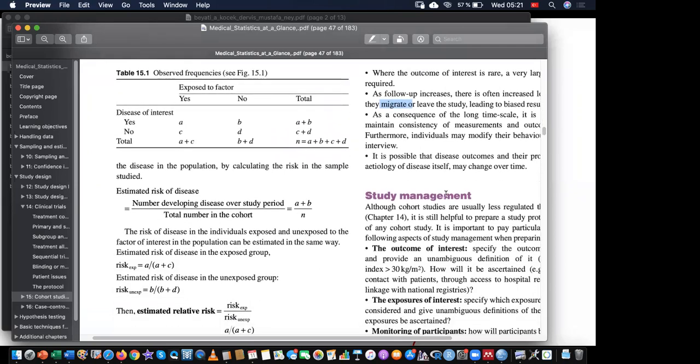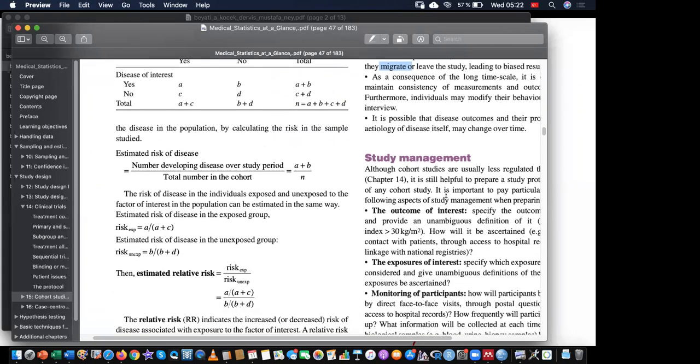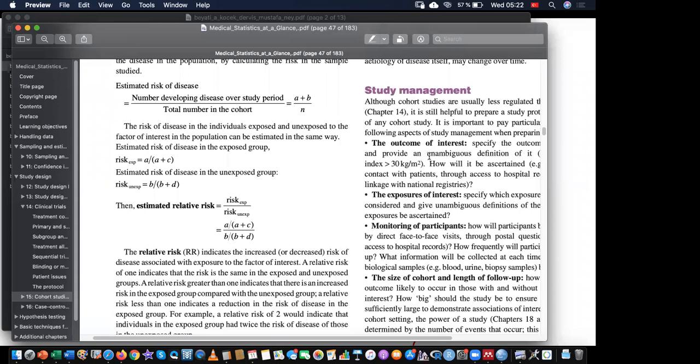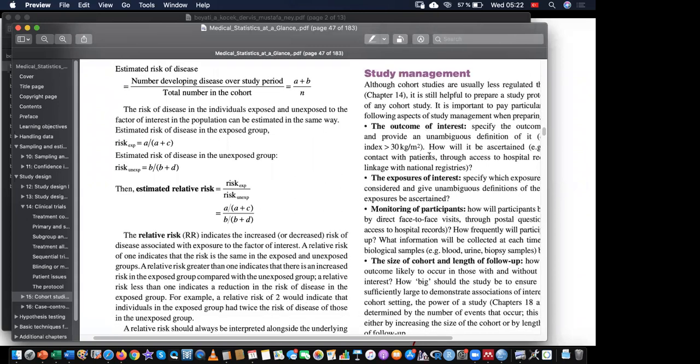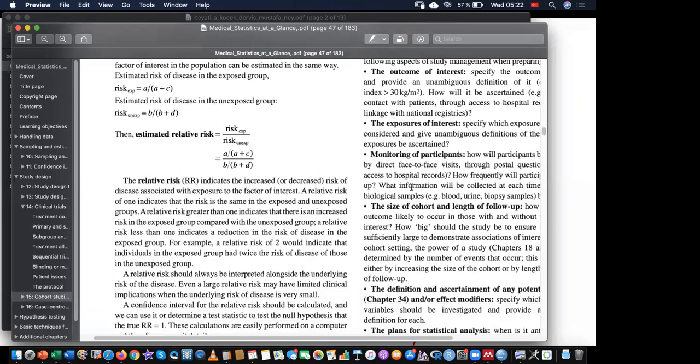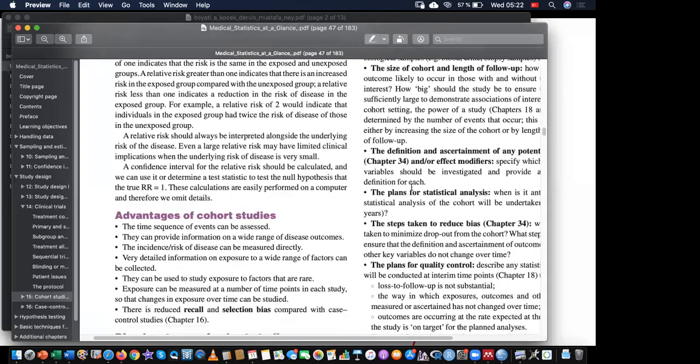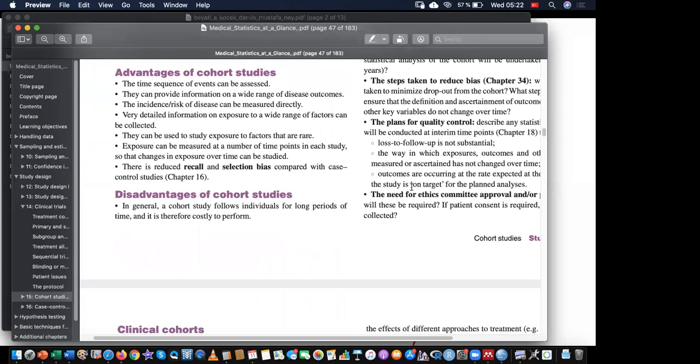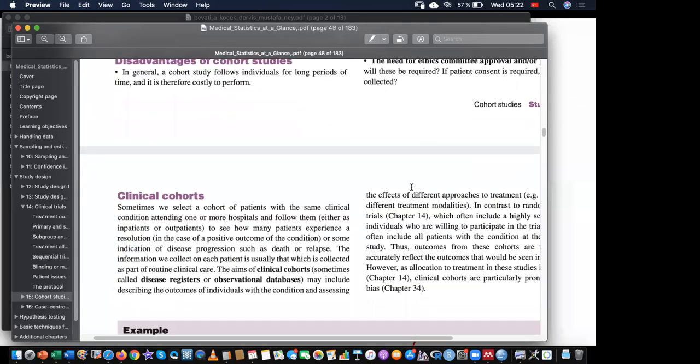Okay? Just read them. If you don't understand, ask me, we'll discuss it. Okay, monitoring of participants I will not mention. I think you can easily understand by reading.